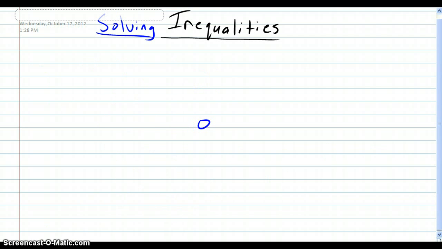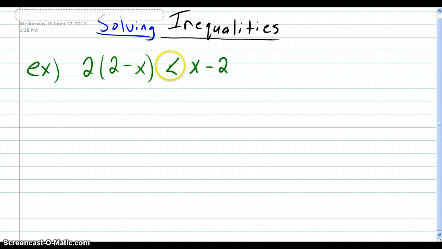Okay? Let's try another example. Let's try maybe a little more difficult this time. Example. Here it is. 2 times the quantity 2 minus x, parentheses, is less than x minus 2. Remember, treat it like an equal sign, so just solve. 2 times 2 is 4. 2 times negative x is minus 2x. Bring down the less than symbol, bring down the x, and bring down your minus 2.